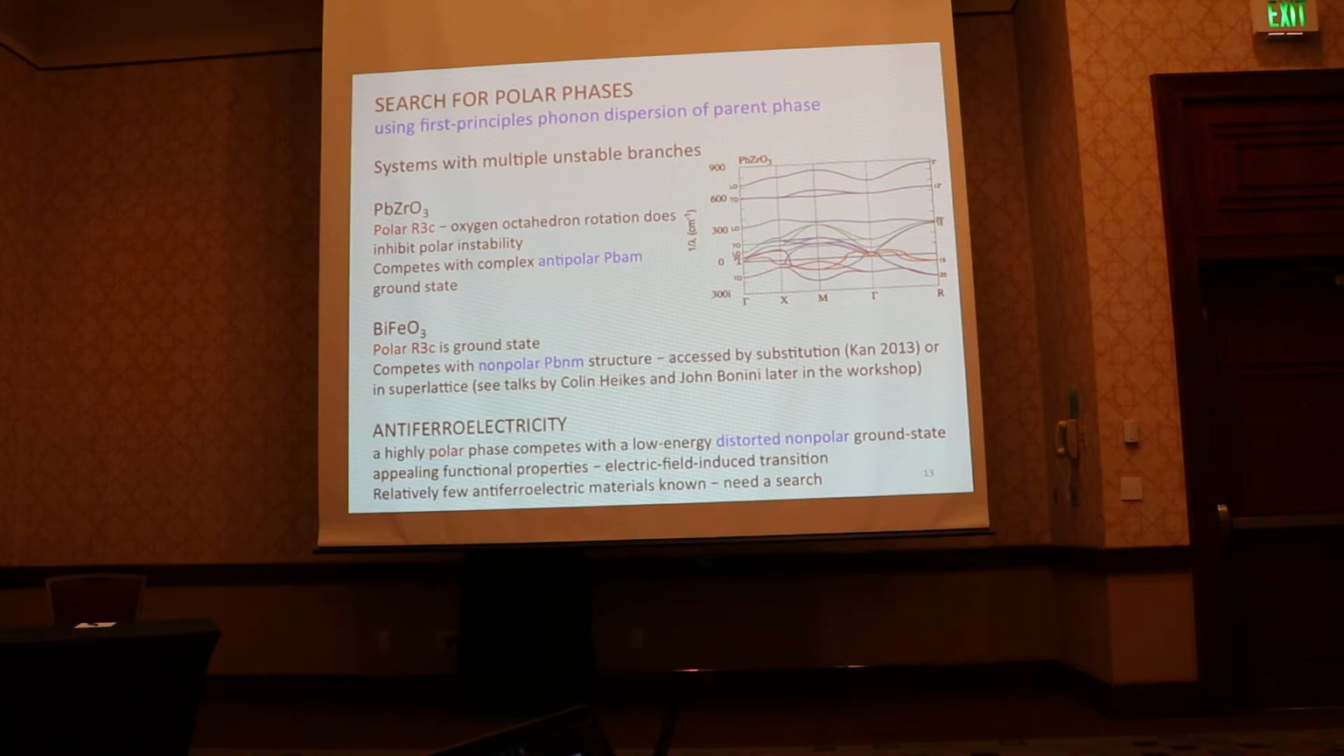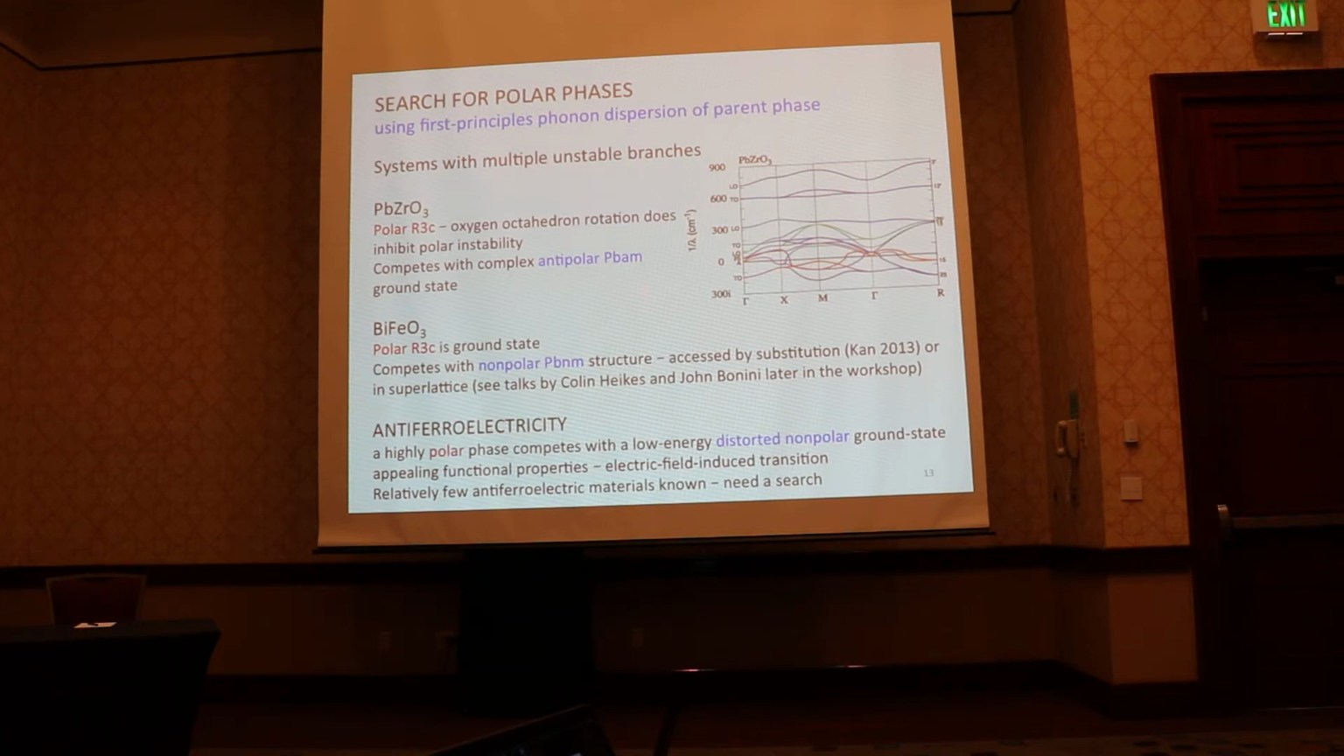If I look at the first principles phonon dispersion of the parent phase and I see multiple unstable branches, in some ways that's good because there are probably polar phases in there. They might be a little harder to find. Here is an example with lead zirconate, where we have multiple unstable branches in the cubic phase. What we see there is that yes, we can generate low energy polar phases, but there's going to be a lot more competition with other phases, and also more involvement of other kinds of distortions even in the polar phase. So in lead zirconate, the polar structure that you see, which is induced by electric field, is the R3C phase, which has both the polar instability and the oxygen octahedron rotation.